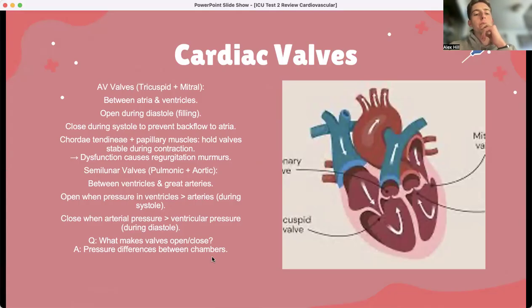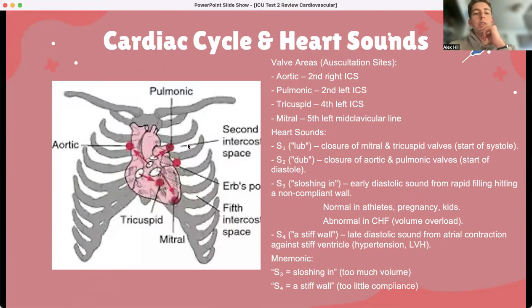Okay, so here are the different spaces. I would know that. So heart sounds, that's the beginning of systole.